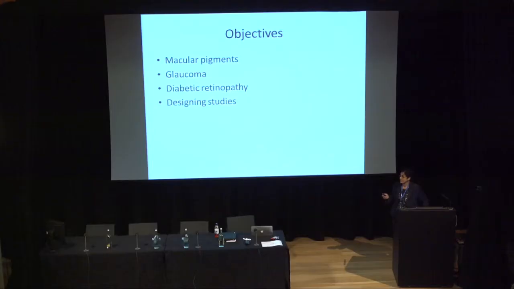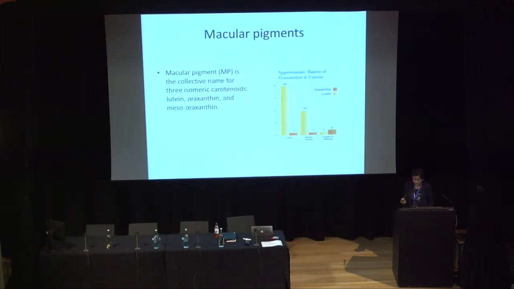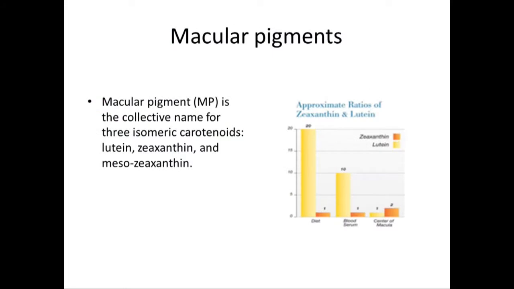So I'll go through macular pigments. I think most of it is already covered by John, and then a few slides on glaucoma, then diabetes, and how we design studies in these topics. As John has reiterated, there are 3 types of macular pigments: lutein, zeaxanthin, and mesozeaxanthin.